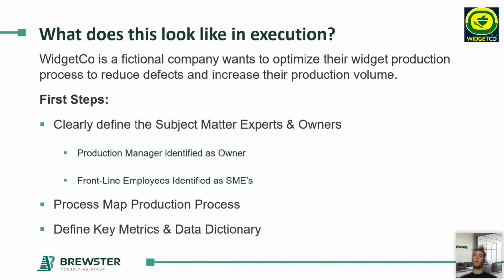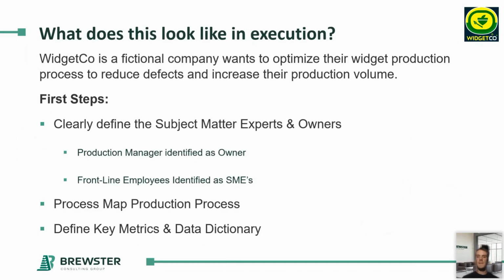Well, number one, we're going to clearly define the SMEs and the owners. In Widget Co's specific instance, the production manager is identified as the owner of the process, and the frontline employees are identified as the subject matter experts, the folks who are boots on the ground actually doing the work. From there, we have a process mapping exercise where we map the production process. And number three, we define the key metrics that are going to influence that process and develop a data dictionary.